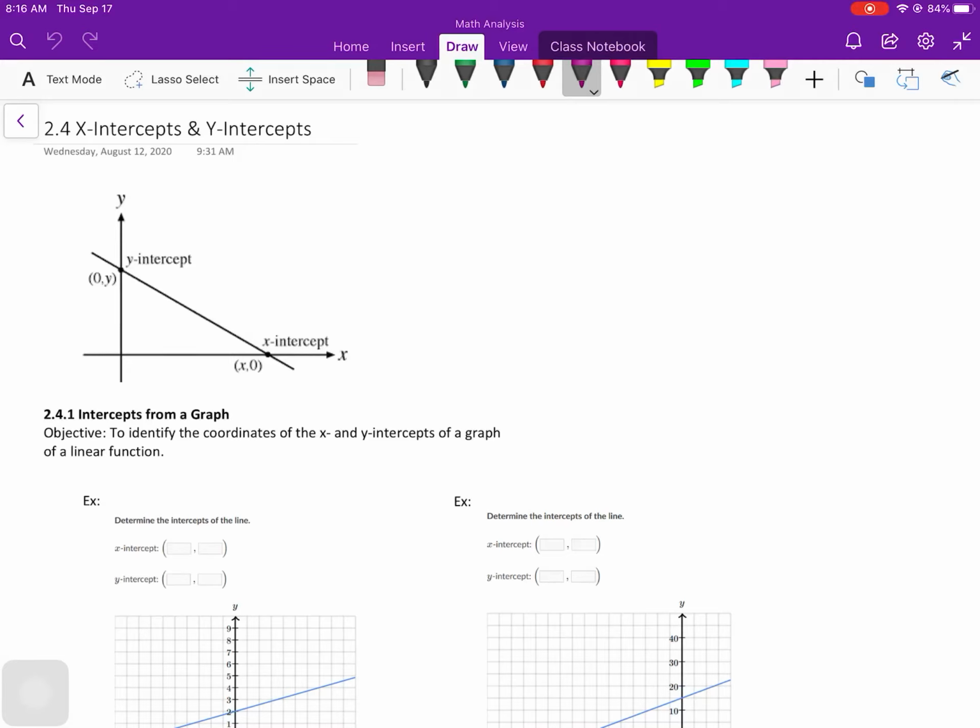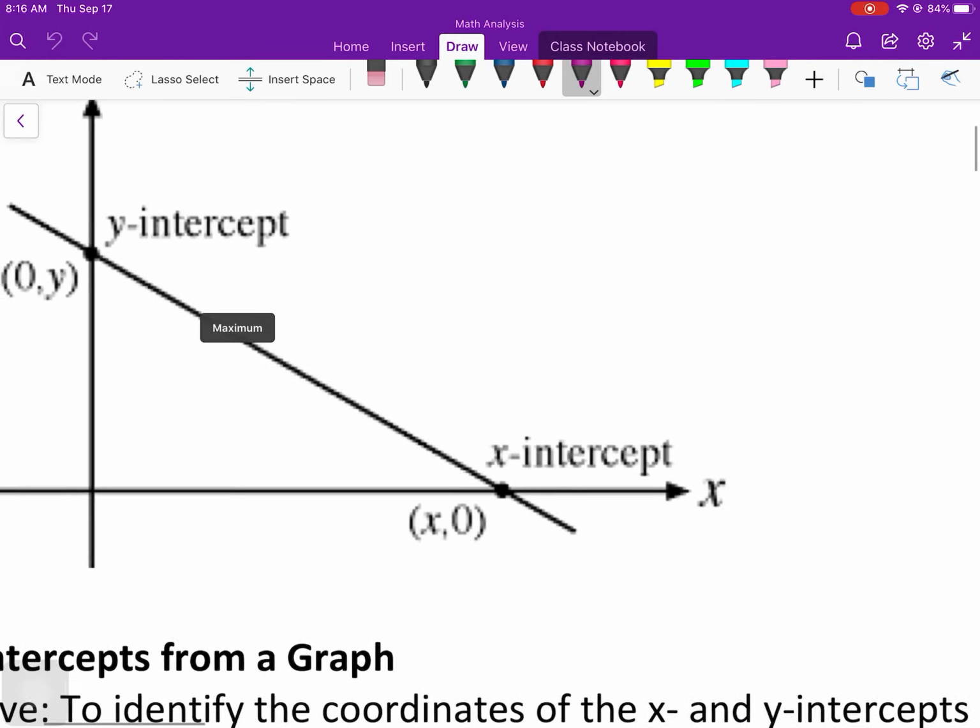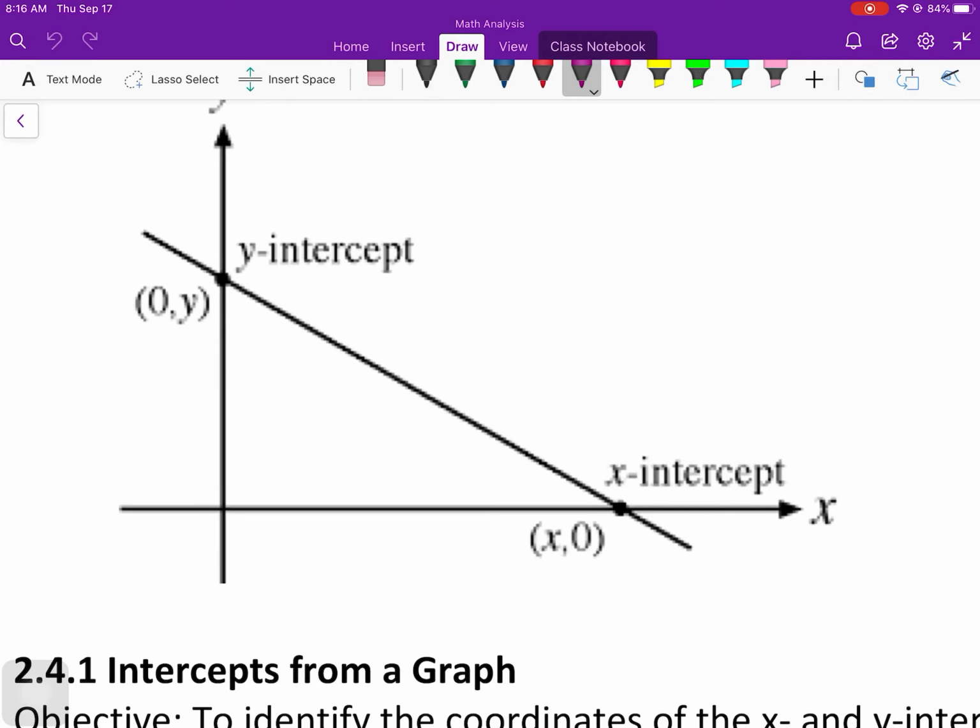Quick and easy assignment here, but foundational. If you get this one down as we go through the tables and the equations, it's going to be really easy. We're going to be finding the x and y intercepts. And I love this graph right here because it highlights something.